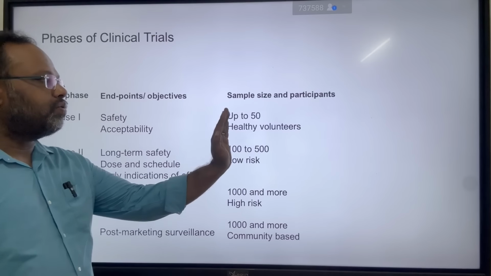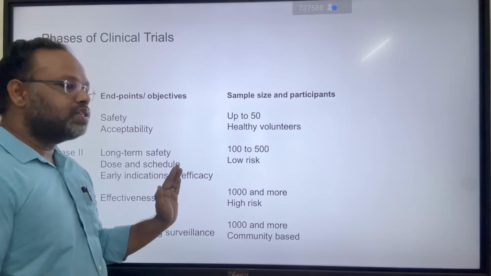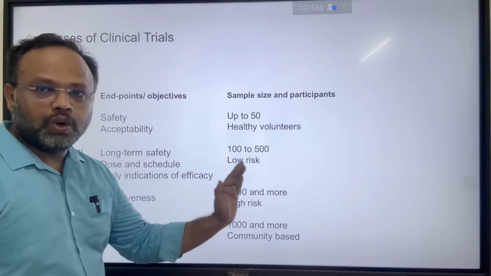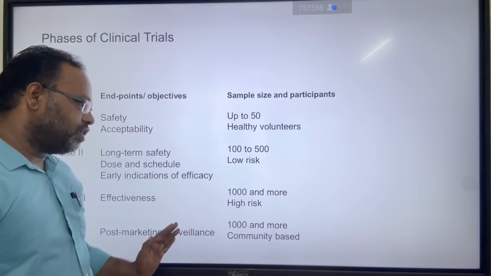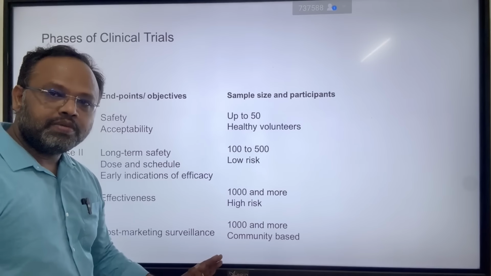Phase 1 is done among 50 healthy volunteers. Phase 2 is among 100 to 500 low-risk patients. Phase 3 is among 1000 and more high-risk patients. Phase 4 is among 1000 and more community-based patients.